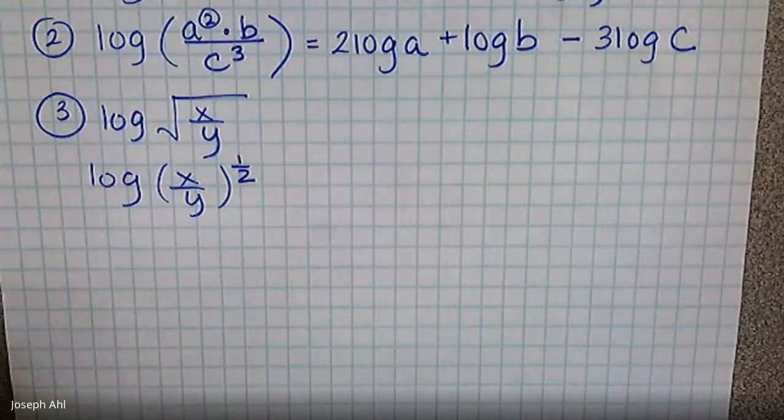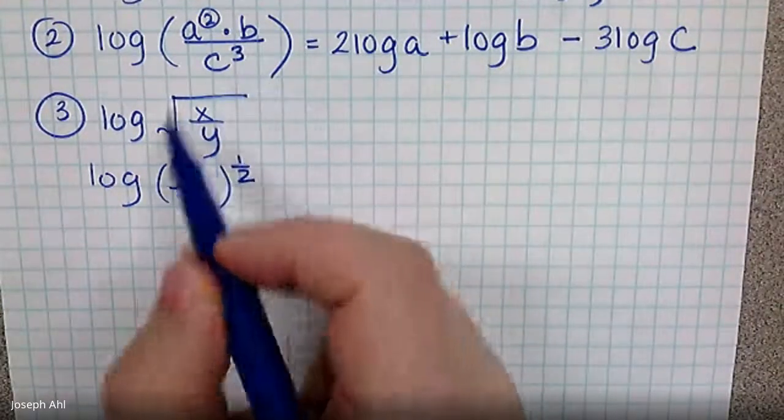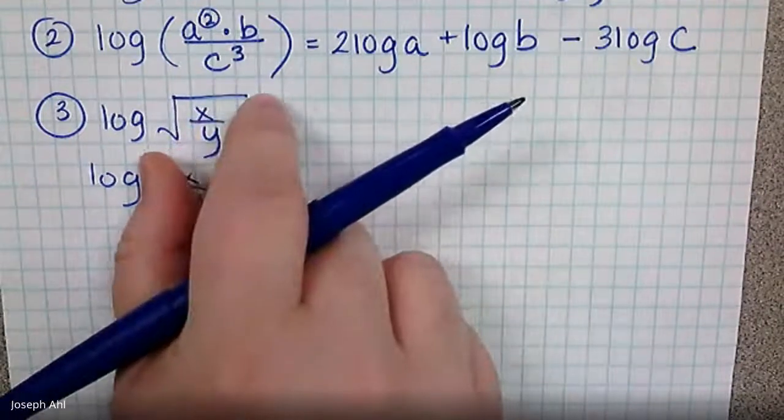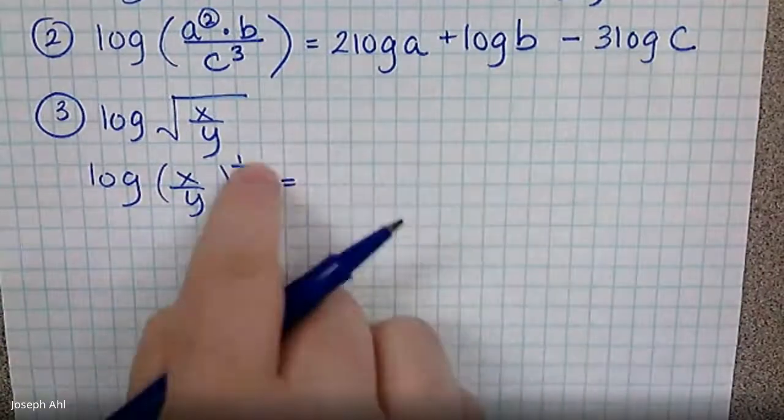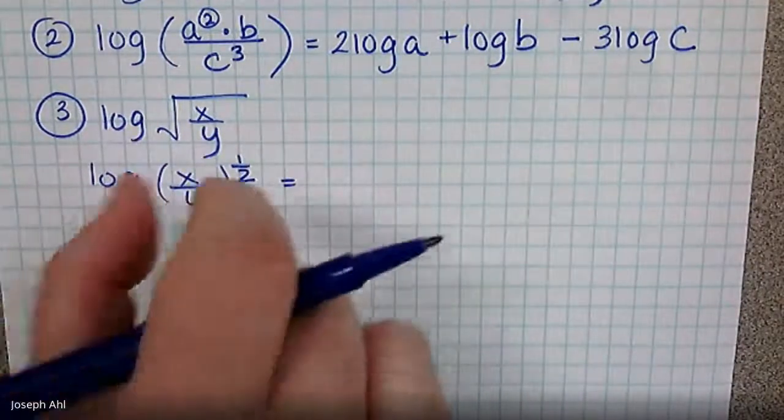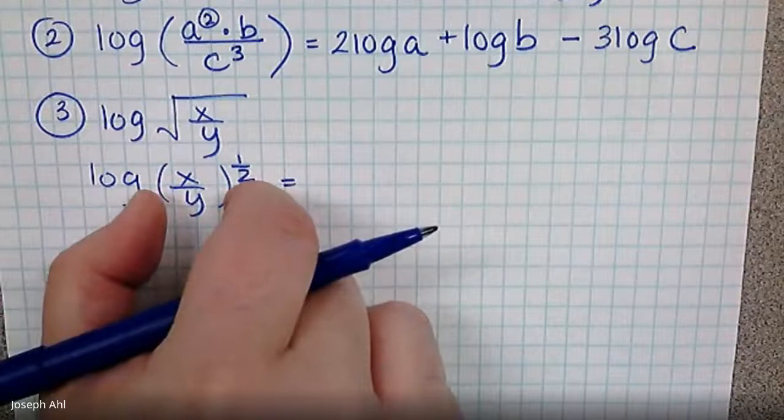It's not squaring it. Students sometimes want to say squaring it. Squaring it would get rid of the radical. But when I have a radical over a quantity, it's the same as raising it to the 1/2 power. So when you pull that 1/2 to the front, you have to keep in mind that it belongs to both the x and the y right now.